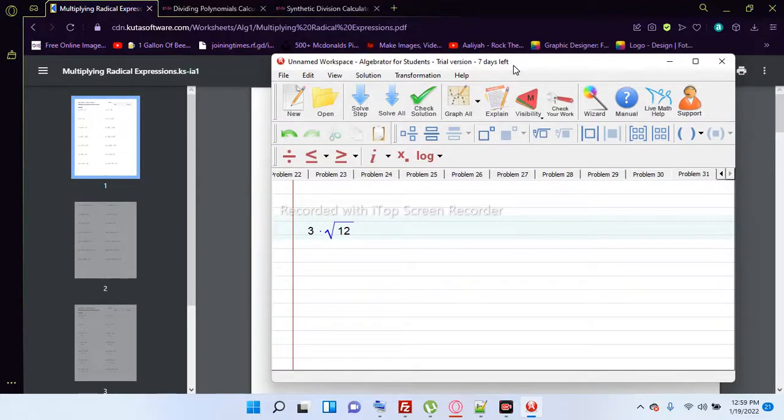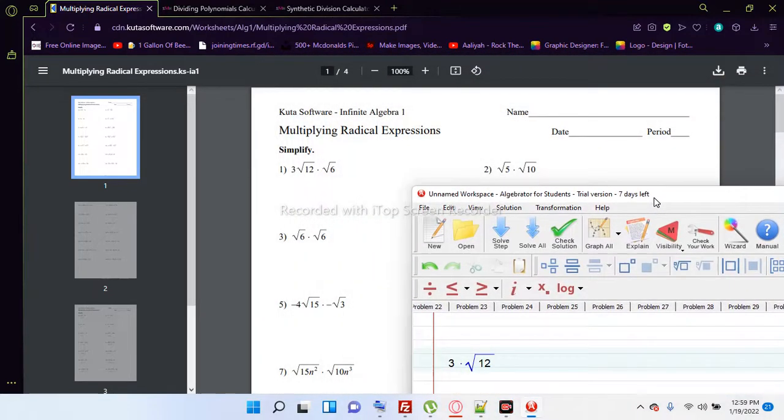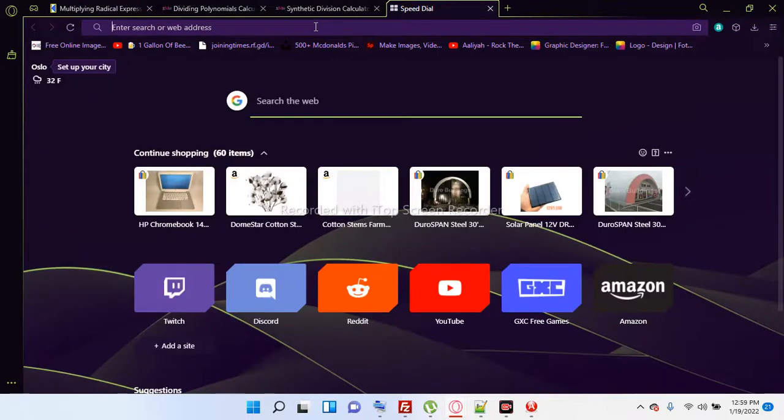what is the multiplication sign on the computer? Let's look it up. What's the multiplication sign for computers?